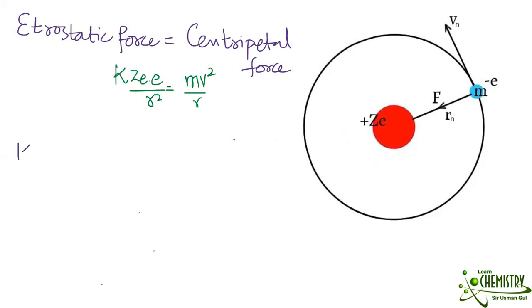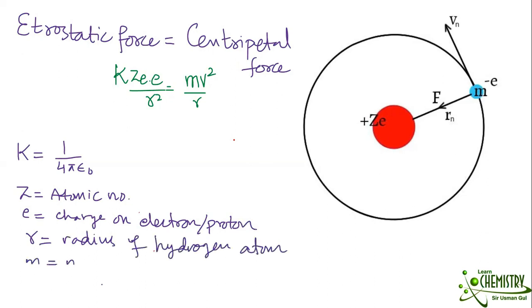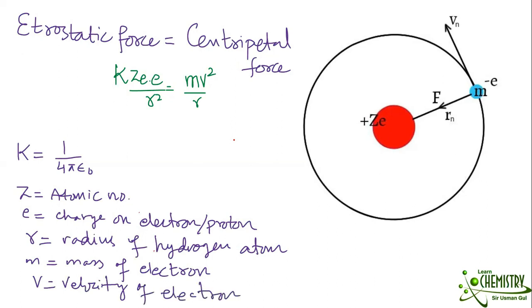Here k is the Coulomb constant, calculated by the formula 1 upon 4 pi epsilon naught. Z is the atomic number. e is the charge on the electron and proton; both have equal charge. r is the radius of the hydrogen atom; basically, we are deriving the hydrogen atom radius. m is the mass of the electron, and v is the velocity of the electron in the shell. These are the symbols we will be using to derive this formula. Let's move forward.